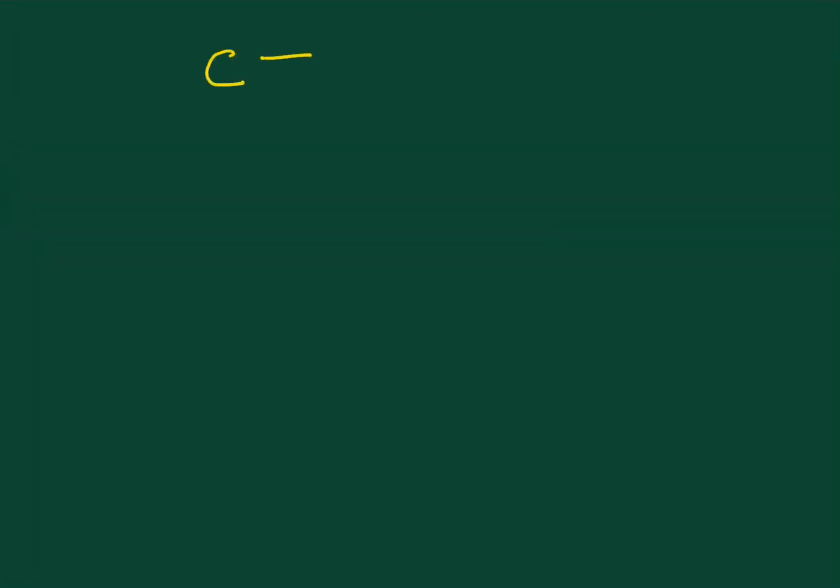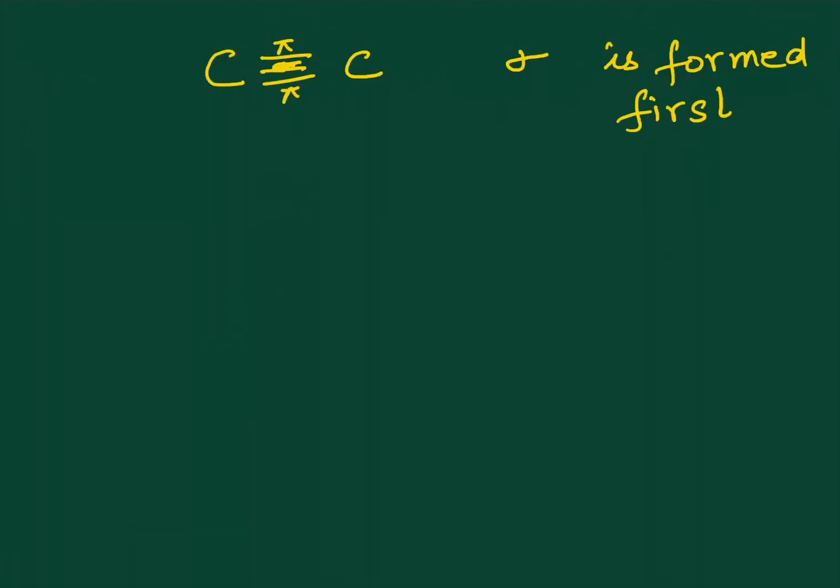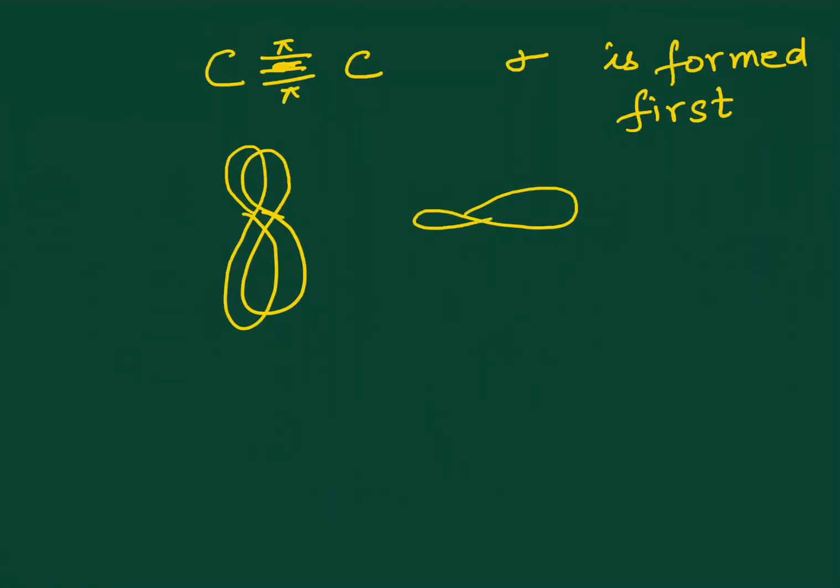So now you know that when we are talking about triple bond between two carbon atoms, one will be sigma, the other two will be pi. Always sigma is formed first, then only pi is formed. Pi bond involves the overlap of both the lobes. Sigma bond involves the overlap of only one lobe. Hybridized or unhybridized does not make a difference.